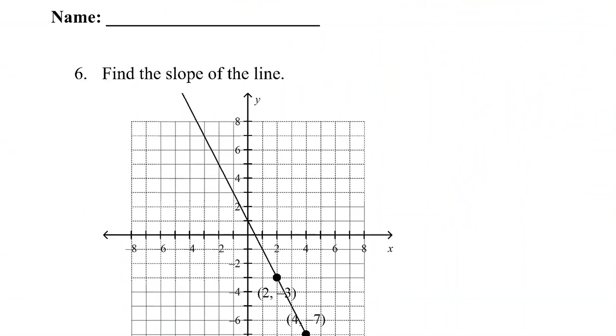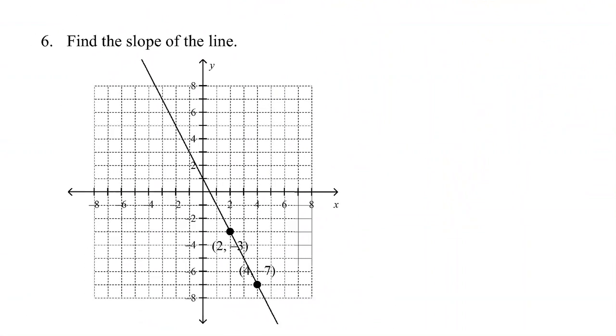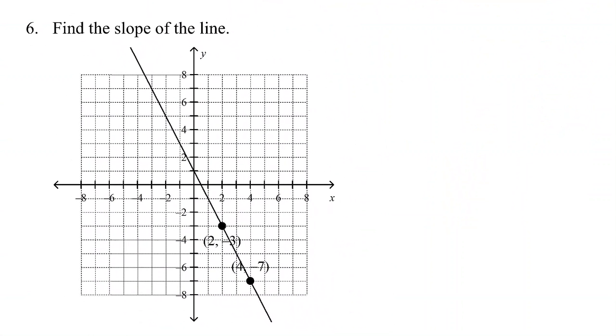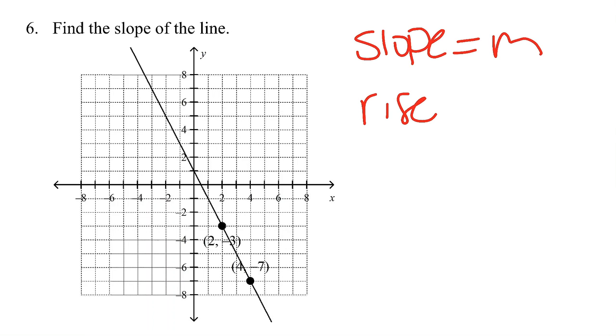All right, here's number 6. Let's make a prediction. This line is going downward, so our slope should be negative. So let's go ahead and write what we need to do. The slope, which is equal to the m, which is equal to the rise over the run, which is the rise divided by run. And let's figure out the rise. Again, it doesn't matter which point you choose to start with. I give you 2. So I'm going to go from this point to this point.